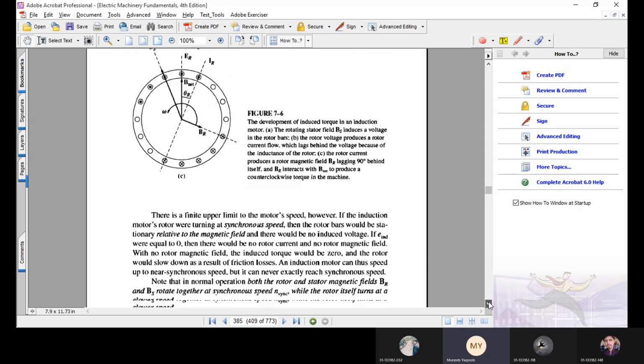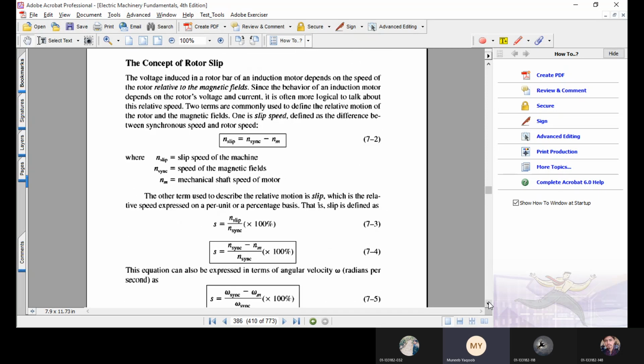Okay, now coming to the concept of rotor slip. Actually, the working of induction motor depends upon the relative motion. As I told you earlier, in the start, the relative motion is maximum, while when the rotor gets a speed near to the synchronous speed, the relative motion becomes almost equal to zero.